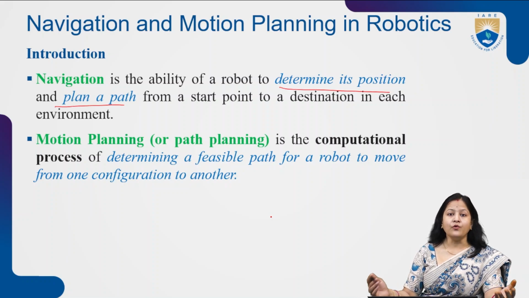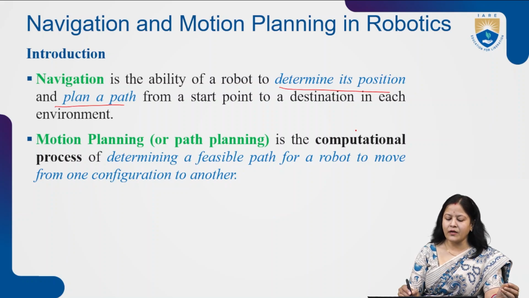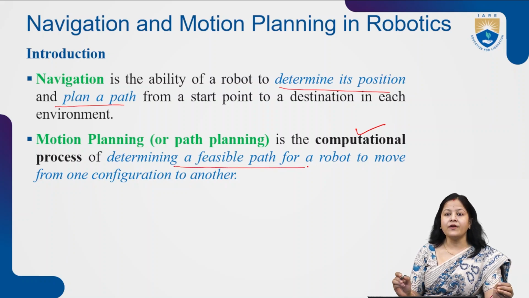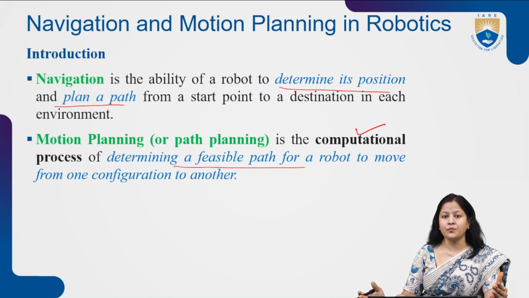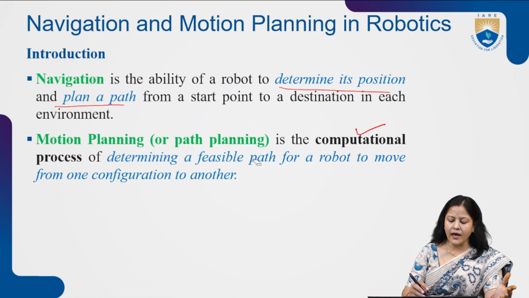But motion planning, or path planning, is the computational process done by the robot for determining a feasible path for a robot to move from one configuration to another configuration. In my previous videos I have already discussed the meaning of configuration space and workspace. Workspace is the real space where the robot is present, whereas the configuration space is the virtual space or virtual environment for the robot where it is located. The mapping from workspace to virtual space is done so that the motion planning, or the path, can be planned by the robot from the starting point to the destination. That is called motion planning.